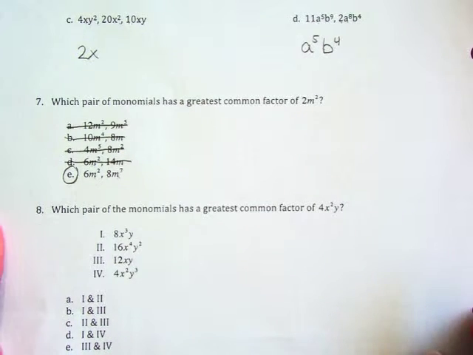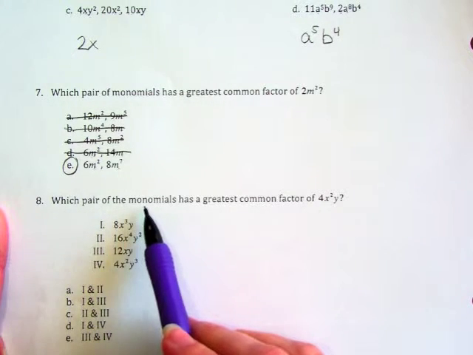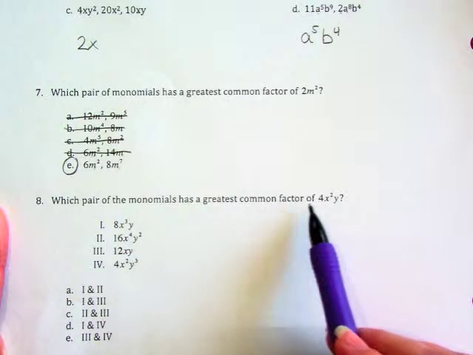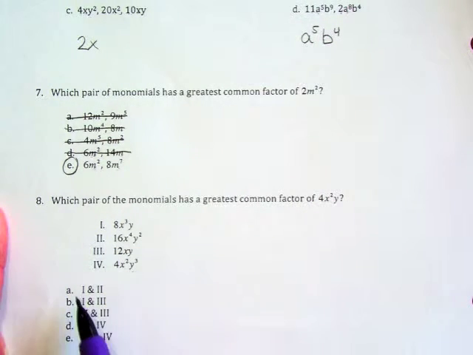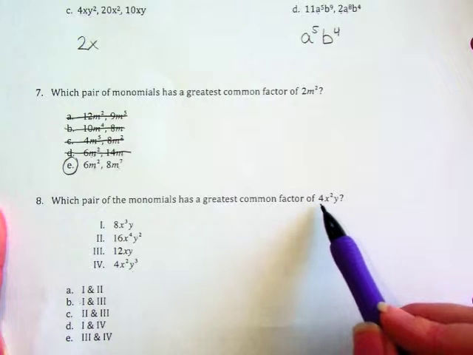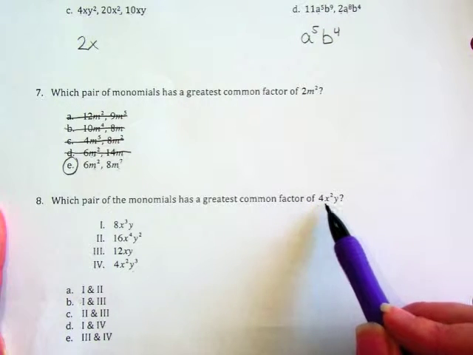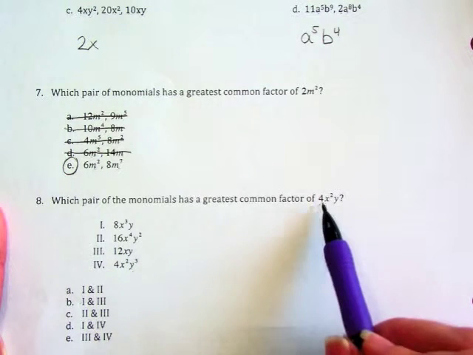Okay, let's look at this last problem. We've seen a setup like this before. It asks which pair of monomials has the greatest common factor of 4x squared y. So here are our choices of monomials, and here we see the pairs: 1 and 2, 1 and 3, 2 and 3, 1 and 4, or 3 and 4. Let's start seeing which pairs could possibly have a greatest common factor of 4x squared y. So first we need a pair to have a common factor of 4. So we're going to, again, start with that. Just look at the coefficients.